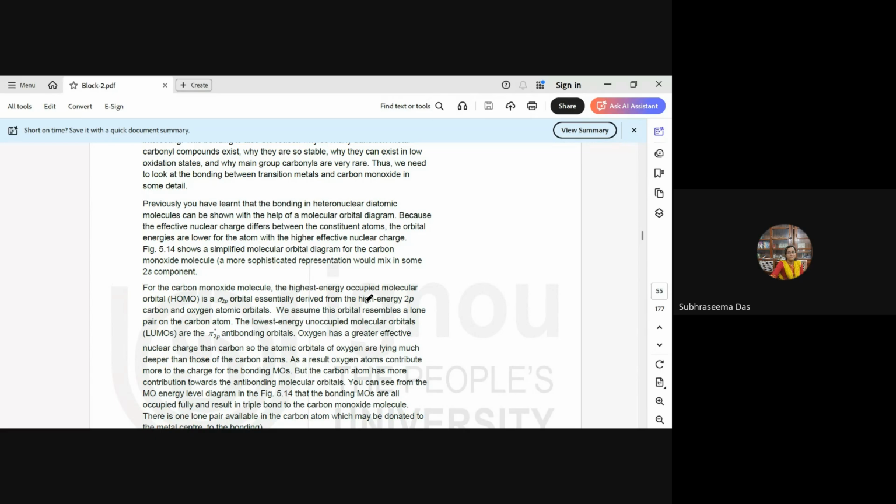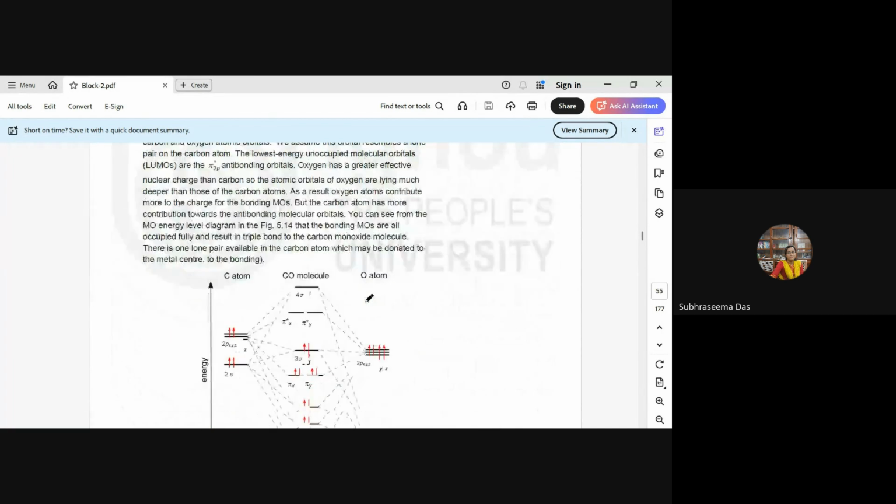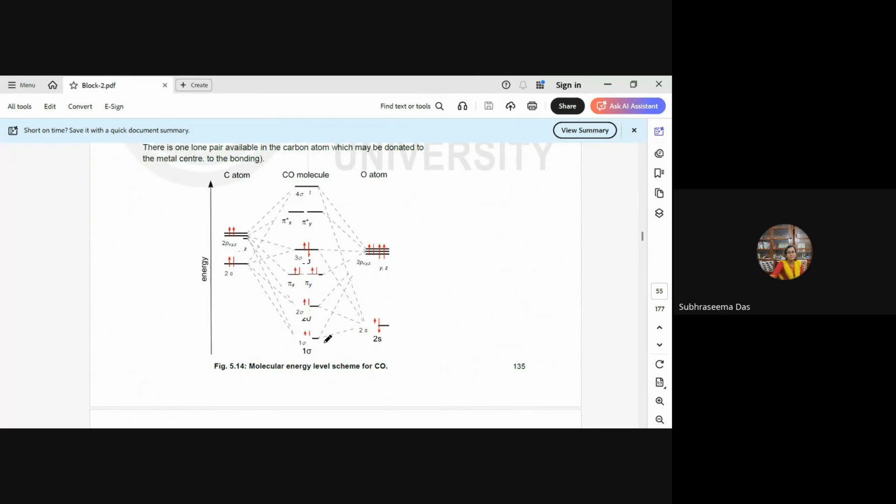So we know that bonding in heteronuclear diatomic molecules, we have previously learned, can be presented with the help of a molecular orbital diagram, because the effective nuclear charge differs between the constituent atoms. The orbital energies are lower for the atom with the higher effective nuclear charge. So here we will look into the molecular orbital diagram for CO, that is, for carbon monoxide. On the left hand side we have taken the atomic orbitals for carbon, on the right hand side the atomic orbitals of oxygen, and in between it represents the molecular orbitals for the CO molecule.